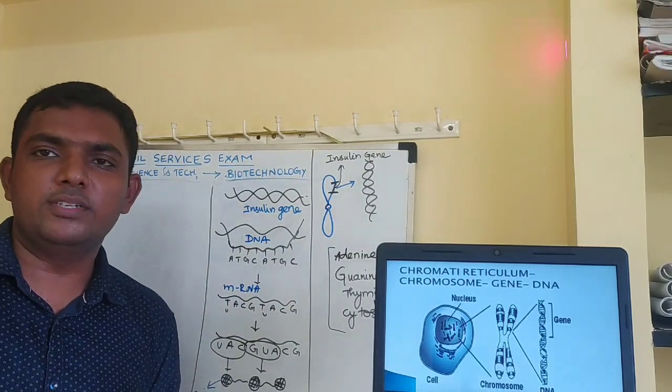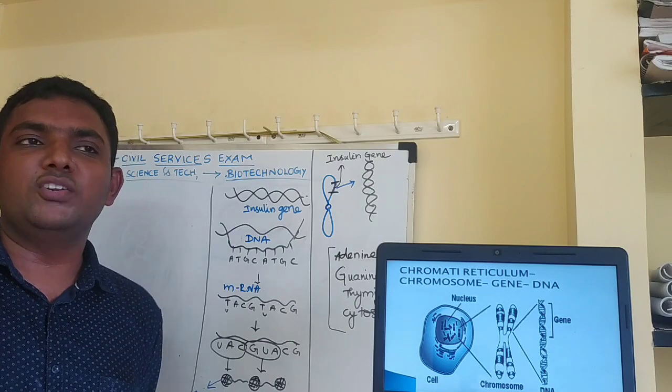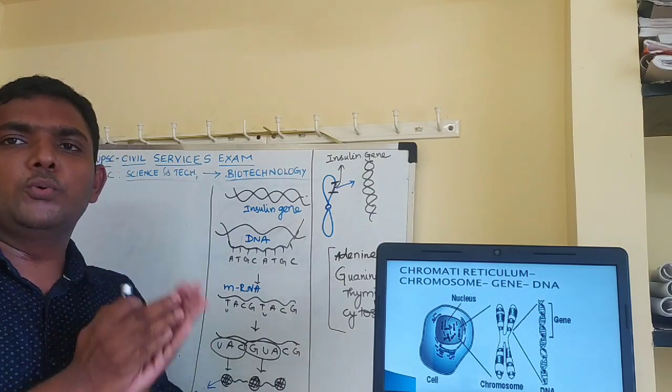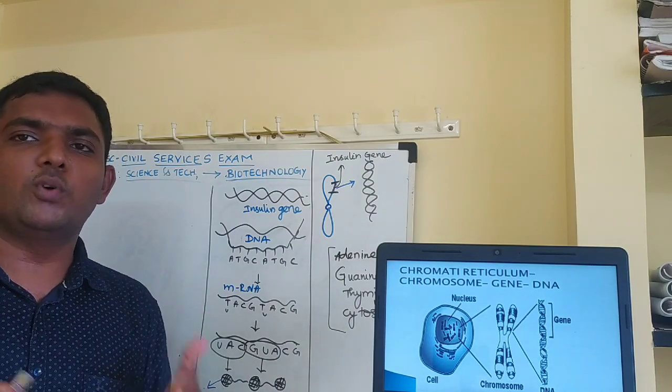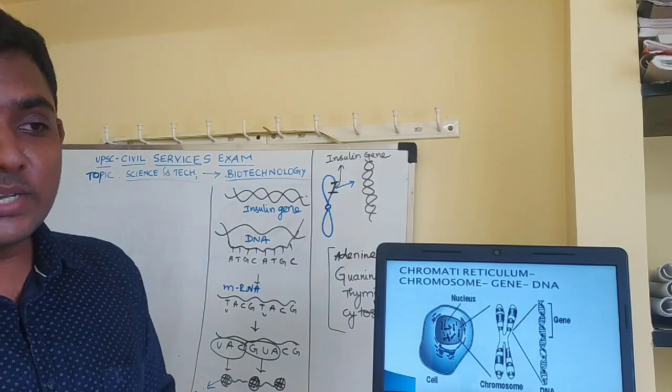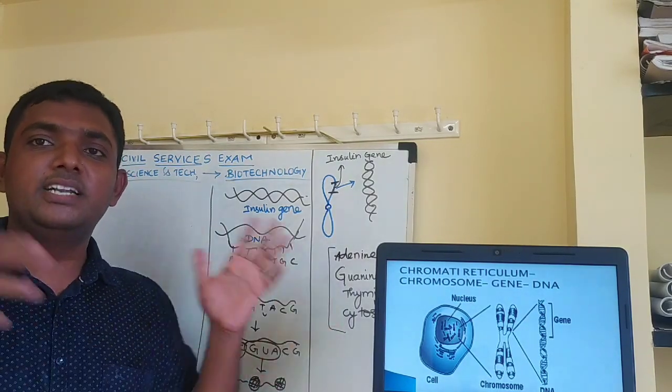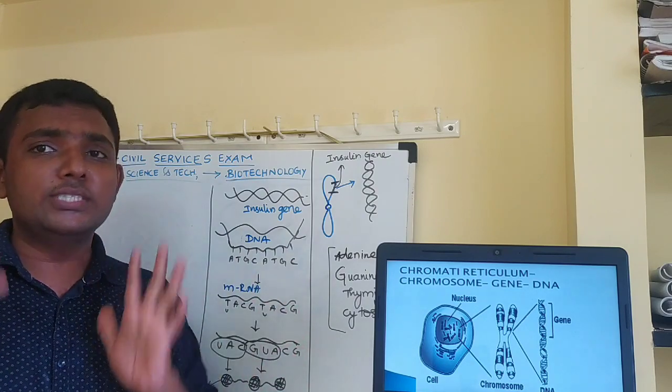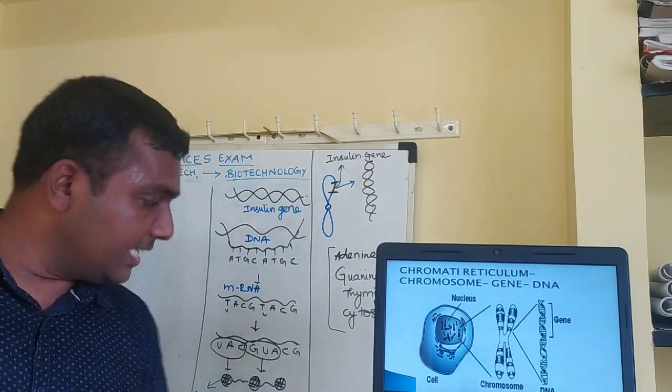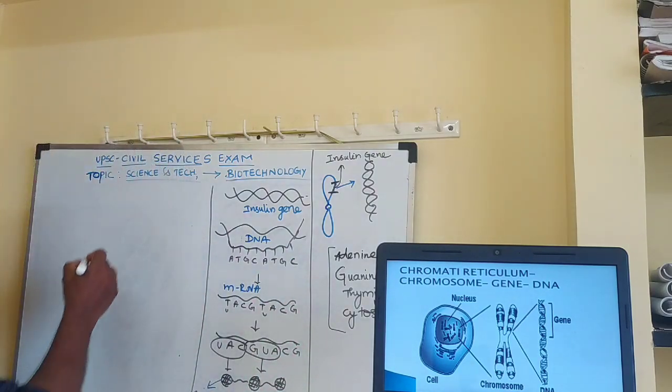One thing I have noticed, especially among engineering students, is that they confuse what is nucleus, what is chromosome, what is gene, what is DNA. Many students consider these all different: a gene is different, DNA is different, chromosome is different. That is not the case here. You should understand this, and I'll explain it with a diagram.